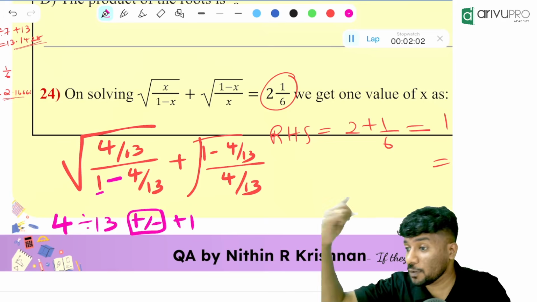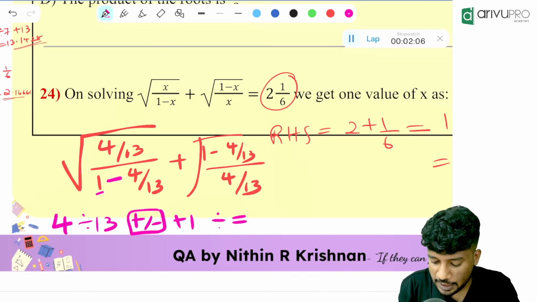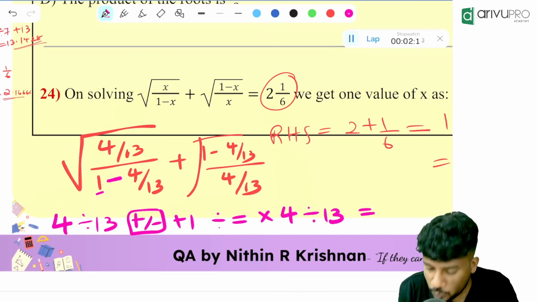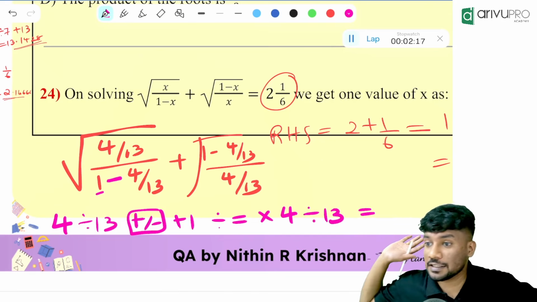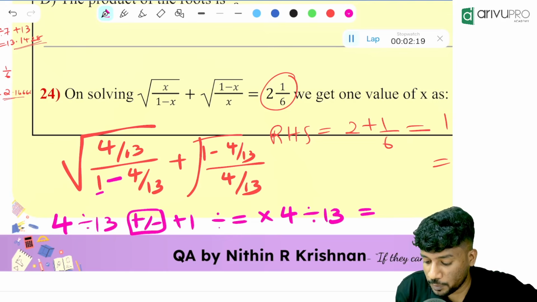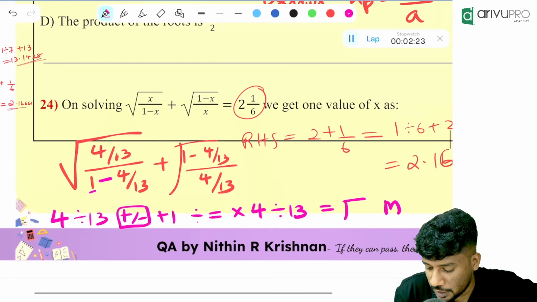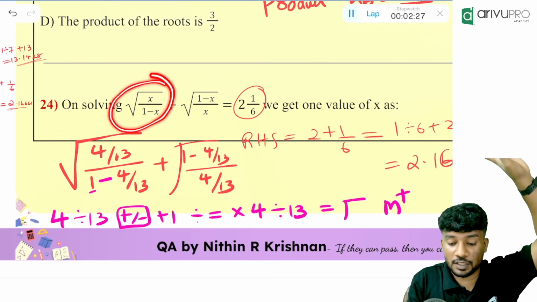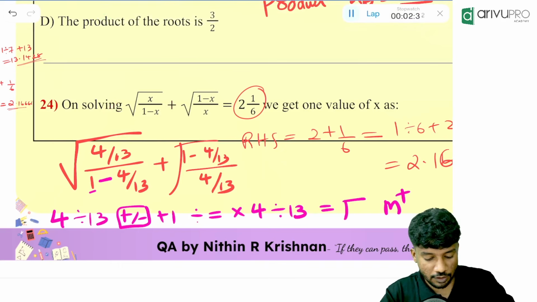How will you take the denominator to the numerator? Divide equal to. Then multiply it with 4. Divide with what? 13. Then click equal to. That means you got the entire value inside the root. Then you should click what, people? Root sign. Once you click root sign, you will click M plus button. That means we are saving this entire value in our calculator memory.